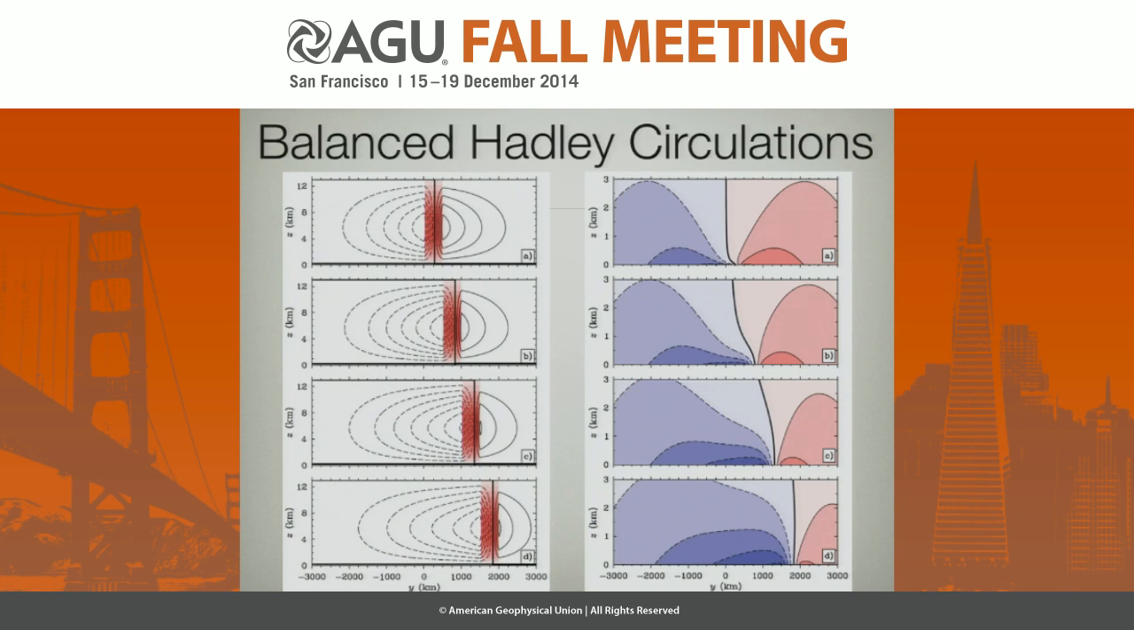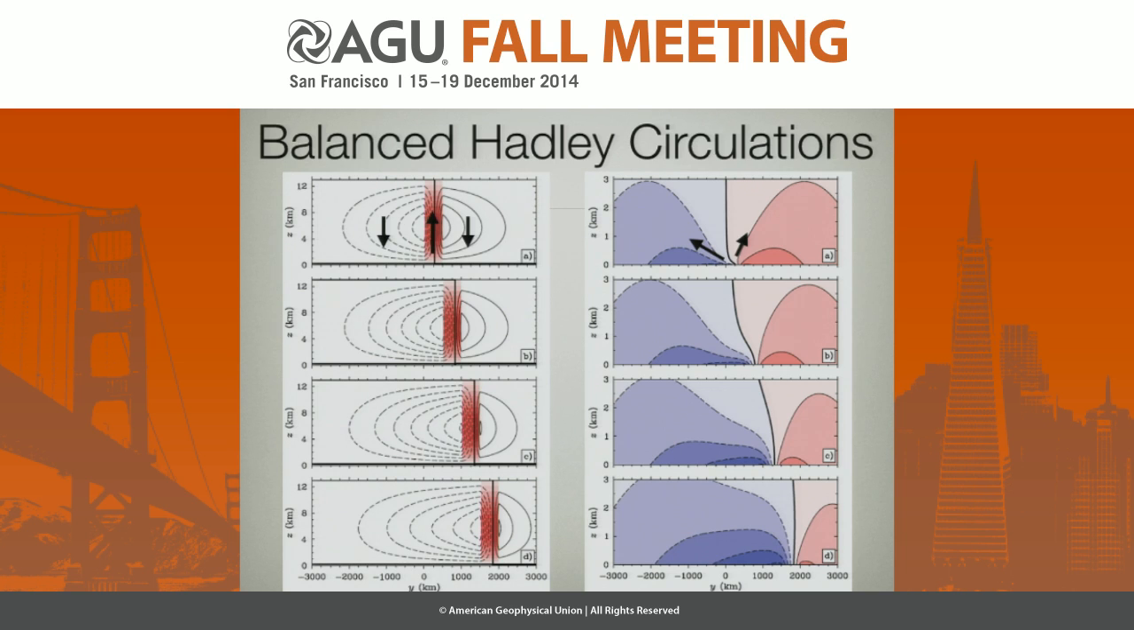So here are the main points for this balanced Hadley circulation paper, and the 4 panels describe 4 displacements of the ITCZ. The first one is closest to the equator, and as you go down, you get further and further away from the equator. The left panel shows from 0 to 13 kilometers above the boundary layer, whereas the right panel shows 0 to 3 kilometers above the boundary layer. So the scales are slightly different. The 0 line is the equator.